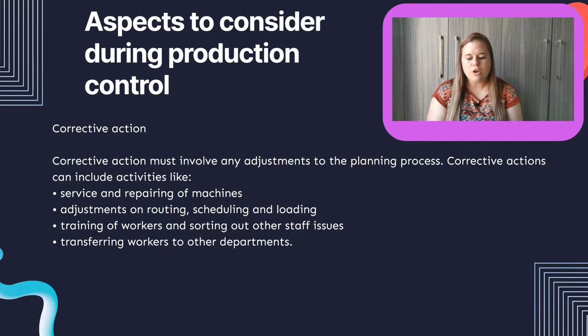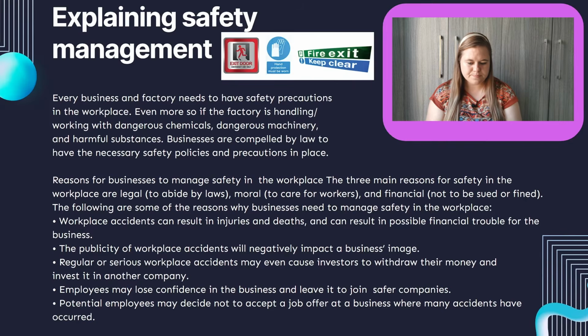Corrective action. Corrective action must involve any adjustments to the planning process. Corrective action can include activities such as service and repairs of machinery, adjustments on routing, scheduling, and loading, training of workers and sorting out other staff issues, and transferring workers to other departments.